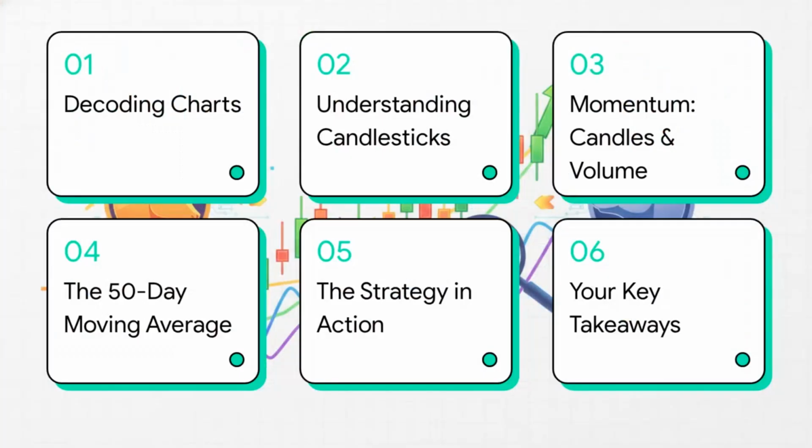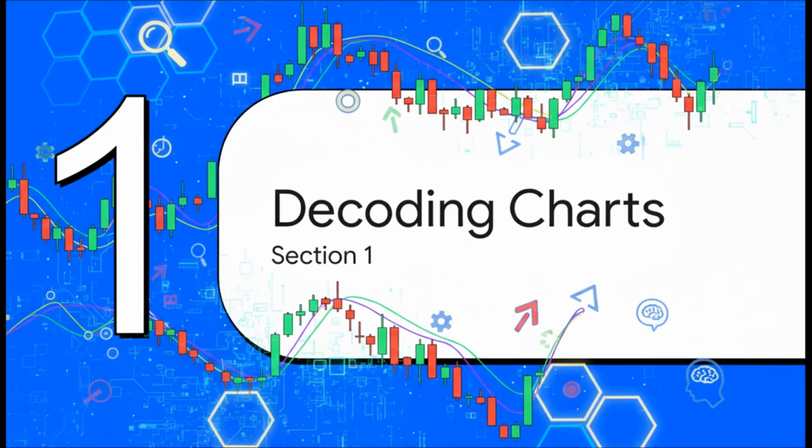All right, so here's the game plan. First, we'll decode what a chart even is. Then we'll get into the basic building blocks, candlesticks. After that, we'll talk about momentum, using those candles and something called volume. Then I'll show you our secret weapon, the 50-day moving average. We'll put it all together to see it in action and then wrap up with the key things you need to remember. Okay, let's not waste any time.